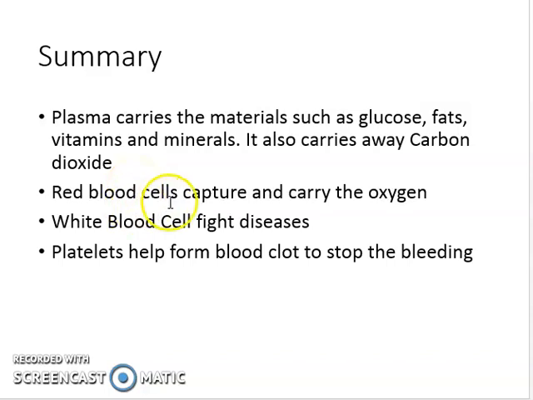Next is red blood cells. They capture the oxygen and carry it to our entire body. And then white blood cells are responsible for fighting diseases. And then platelets are responsible for blood clotting to stop bleeding. So these are the 4 components. And red blood cells and white blood cells are produced in our bone marrow.